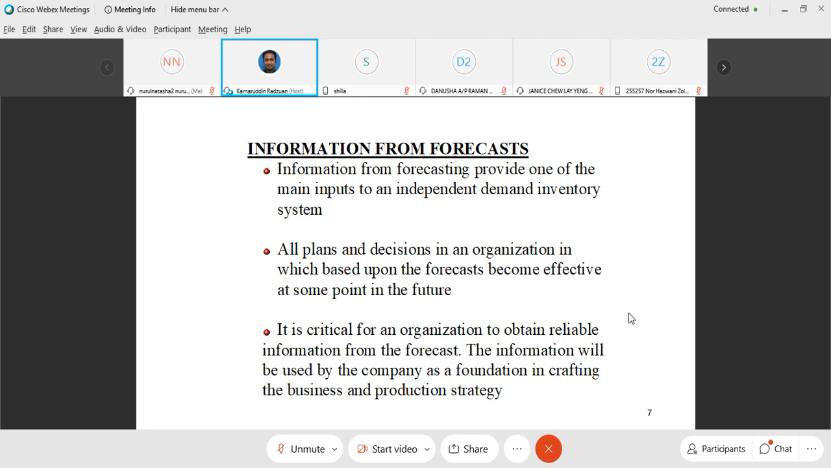Baik, saya rasa sampai di sini saja dahululah. Nanti kita sambung berkaitan dengan forecast. Okay, we're going to finish our discussion on the forecast for the independent inventory system. So we will continue our class.